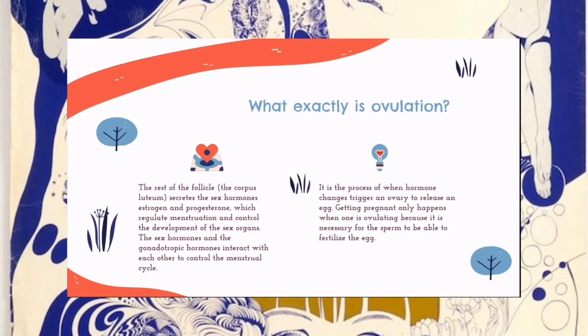fertilize the egg. The rest of the follicle, called the corpus luteum, which is a mass of cells that forms in an ovary, secretes the sex hormones estrogen and progesterone. Those regulate menstruation and control the development of the sex organs. These sex hormones and the gonadotropic hormones interact with each other to control the menstrual cycle.